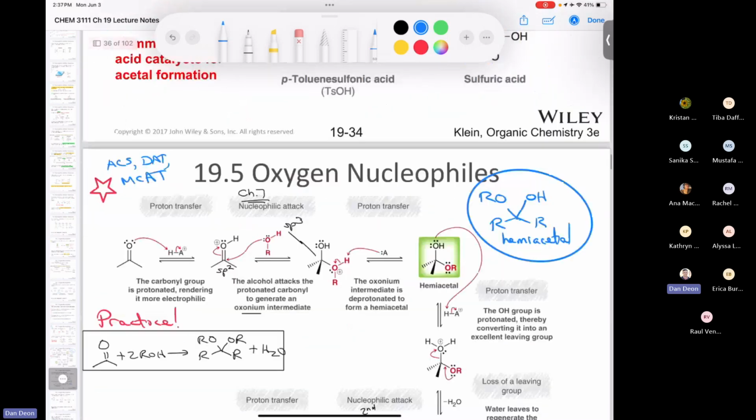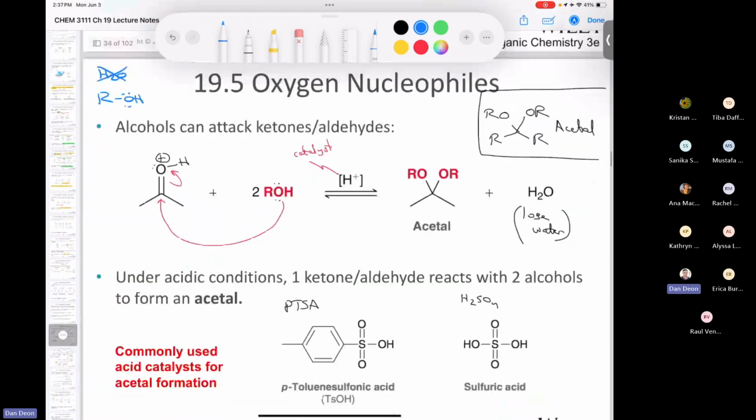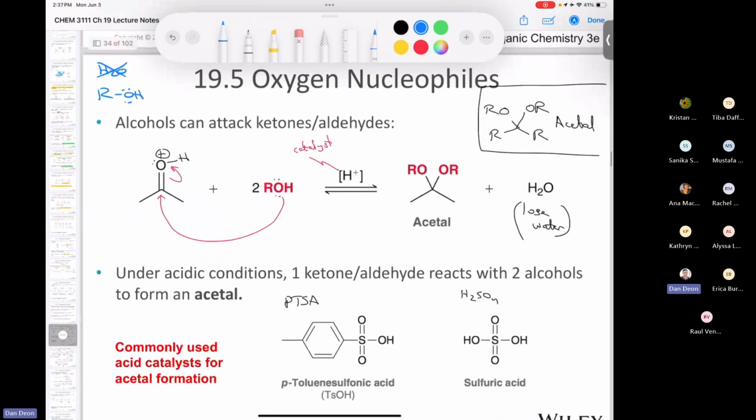Okay, so if you're still on the fence with me, if you're like, what are we talking about exactly? We're talking about this. Let's review it one more time. If you take a ketone or aldehyde, you combine it with an alcohol, 2 equivalents of it, 1 mole of this with 2 moles of this, and an acid catalyst, you form an acetal.